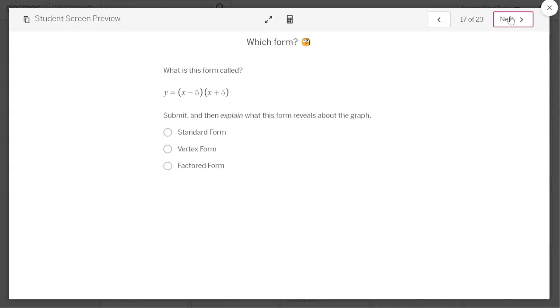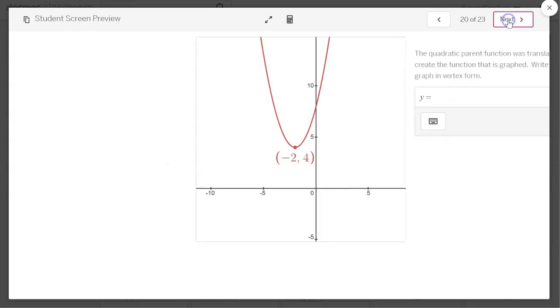What is this form called? And then once you've submitted, notice that these questions are being asked again and again, but from a different direction. What is this form called? Submit and then explain what this form reveals about the graph. What is this form called? Submit and then explain what this form reveals about the graph.